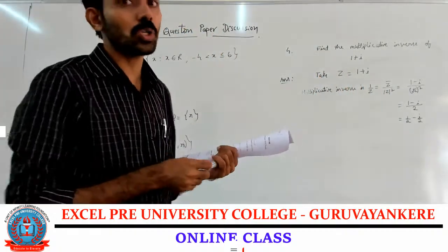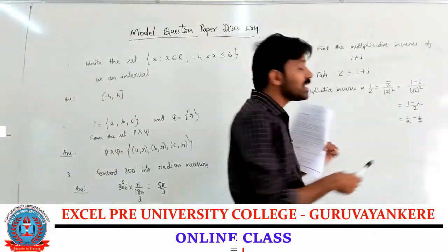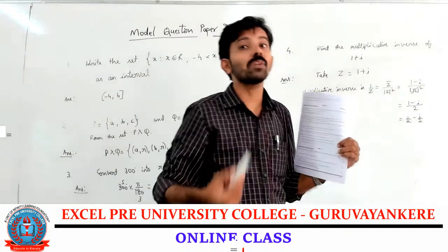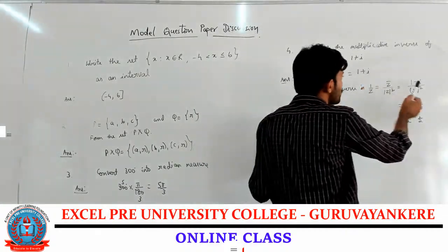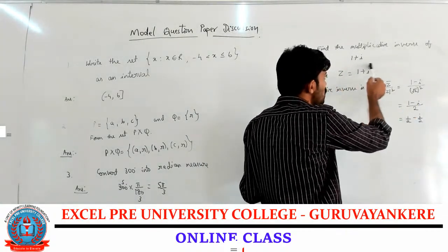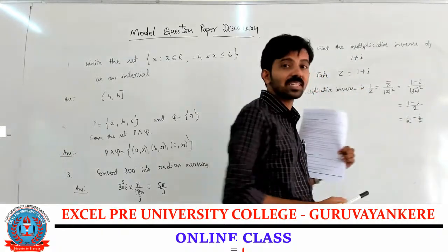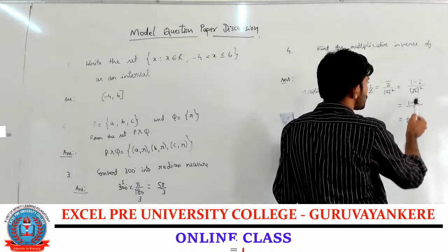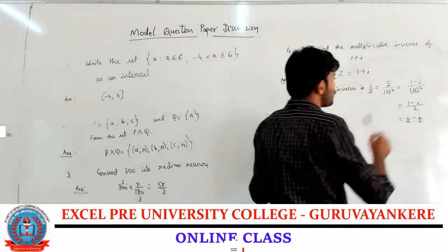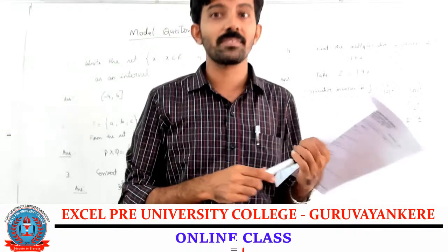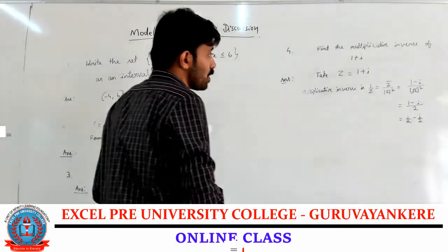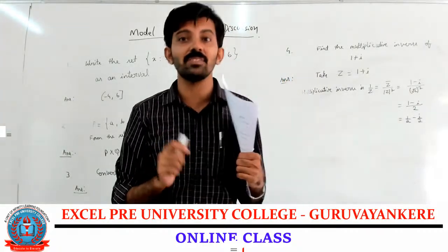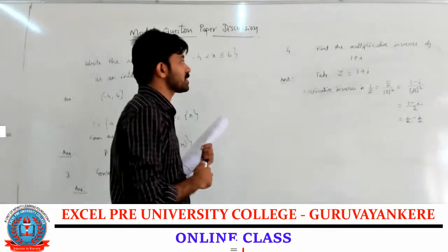z bar is the conjugate. The conjugate is got by changing the sign of the imaginary part. Real part keep as it is. Change the sign of the imaginary part, i becomes minus i. Mod z is root of real part square plus imaginary part square, root of 1 square plus 1 square. Mod z is root 2, square is 2. So 1 by 2 minus i by 2. This is the multiplicative inverse, 1 by z, z bar by mod z square. And this is important, a very standard question. Finding the multiplicative inverse of a complex number is very standard for 1 mark.